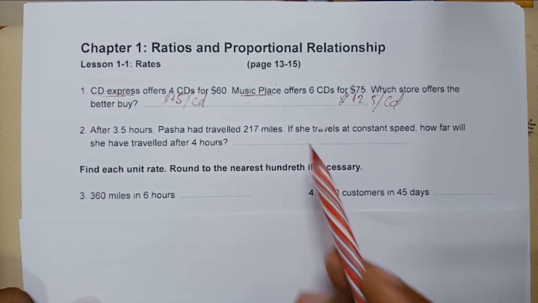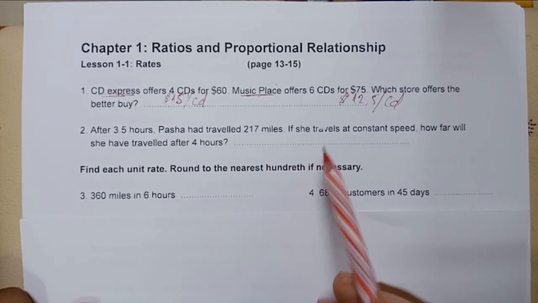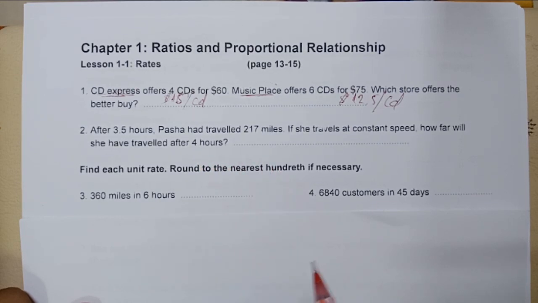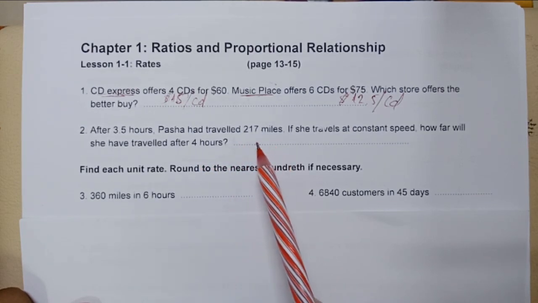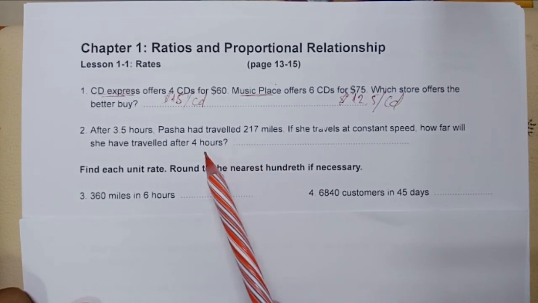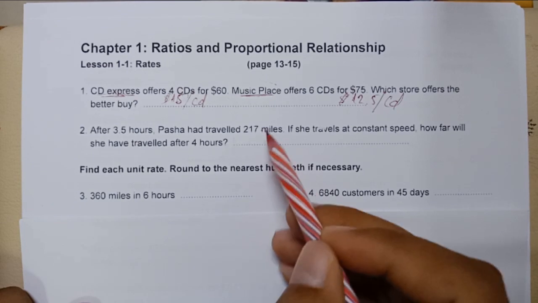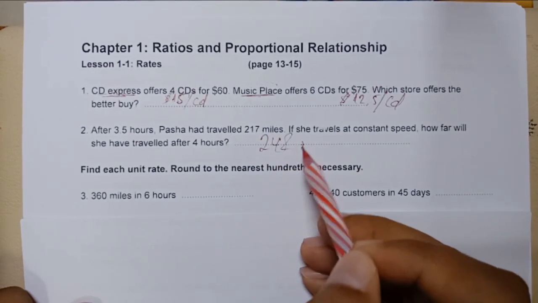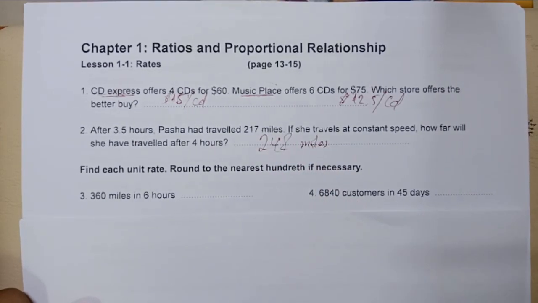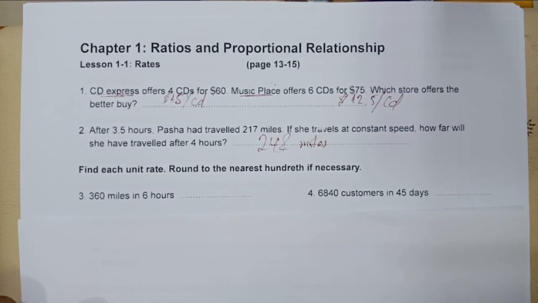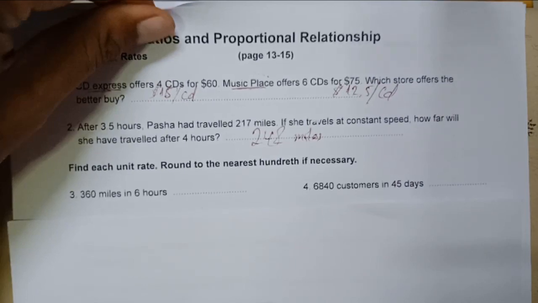So her speed is 62 miles per hour. In an hour, she can travel 62 miles. So to get 4 hours, you multiply by 4. So within 4 hours, she traveled 248 miles. Right, now let's continue.